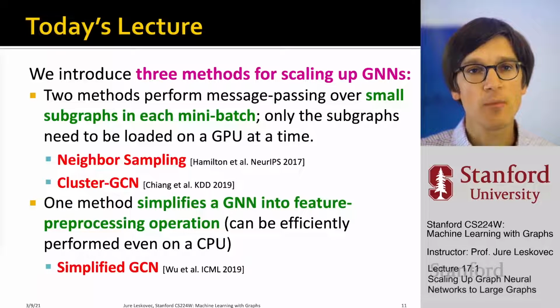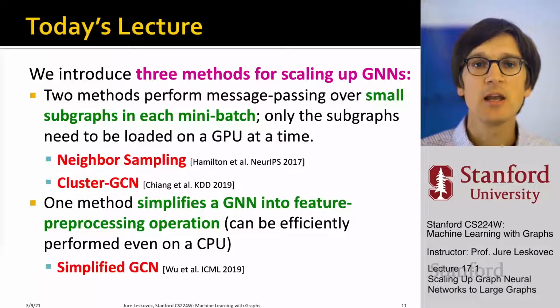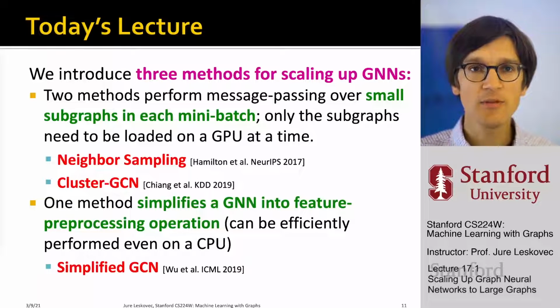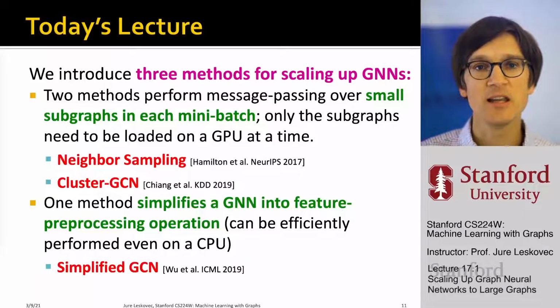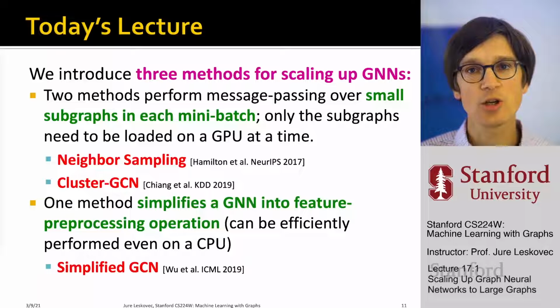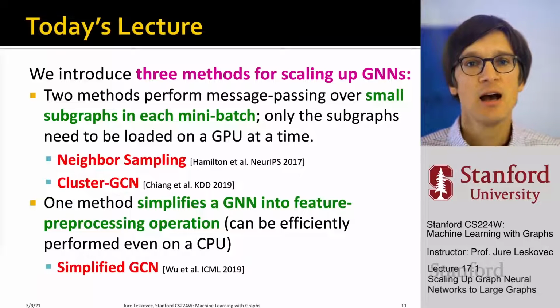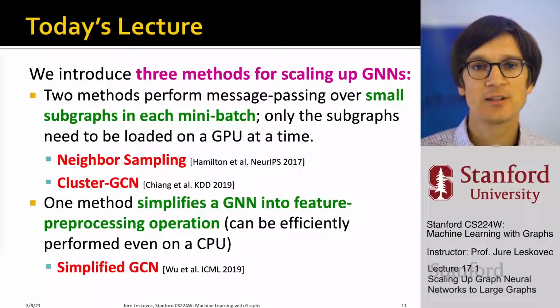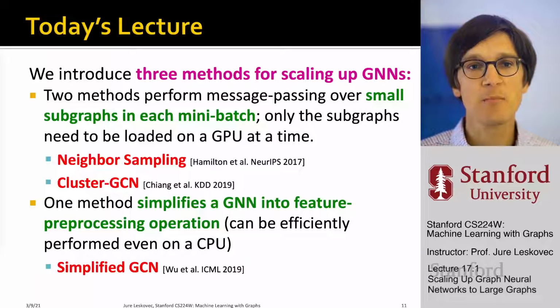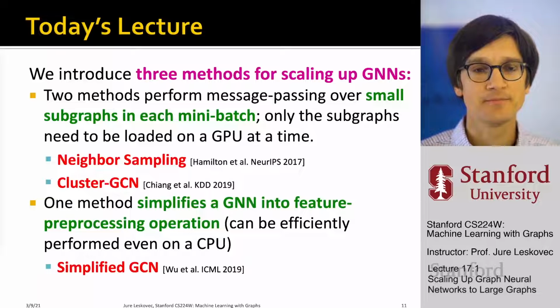So I'm going to talk about three different methods in this lecture. Two of them will be based on performing message passing over small subgraphs in each mini batch. So we are going to change how we design mini batches. And this will lead to fast training time. One is a technique called neighborhood sampling, and the other one is a technique called Cluster-GCN.